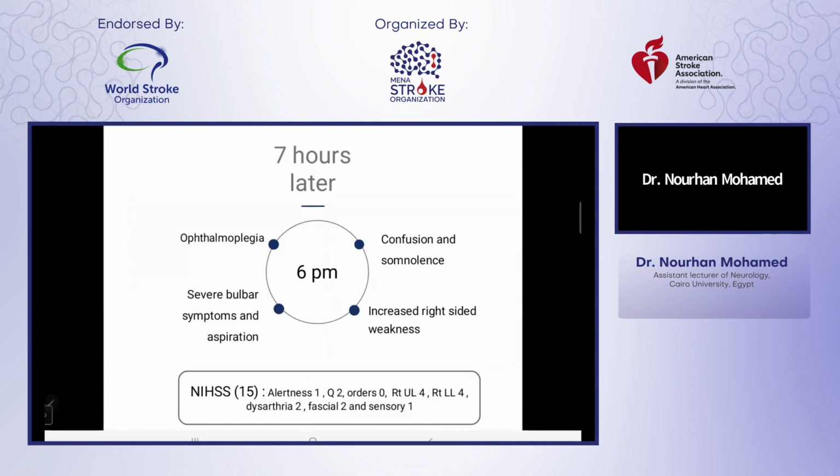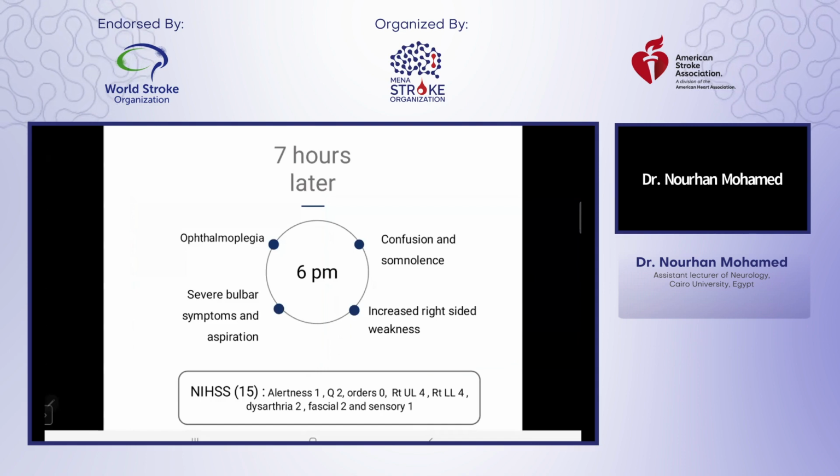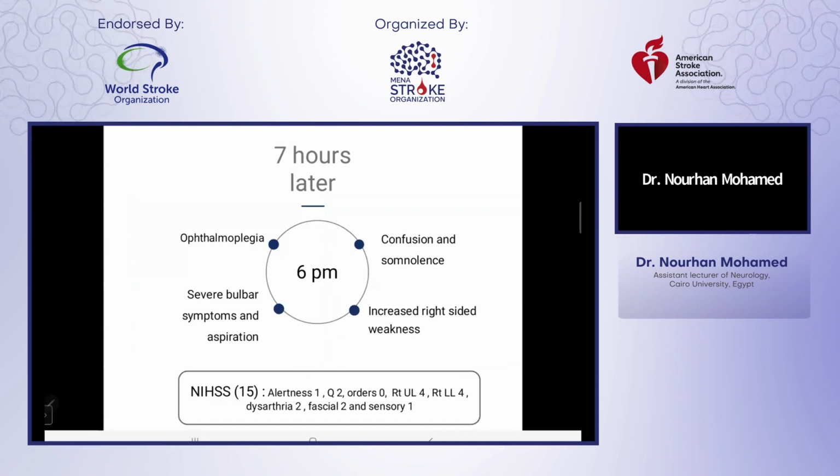The patient stayed 7 hours without any further deterioration of her clinical state, and then at 6 p.m. she developed new acute symptoms of ophthalmoplegia and severe bulbar symptoms, and started to aspirate, with confusion and somnolence, and increased right-sided weakness. Her NIH rose to 15: alertness 1, questions 2, right upper limb and lower limb severe 4, dysarthria 2, facial 2, and sensory.